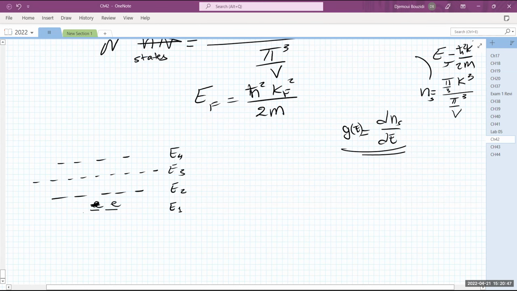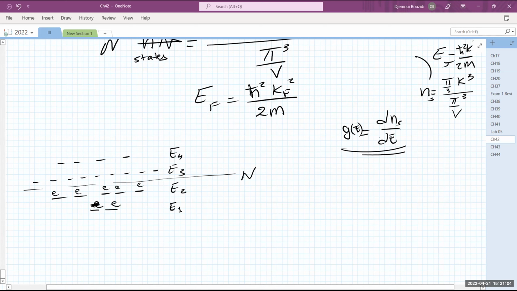Then as I start to pile up, I can put the next 1 in here, the next 1 in here, and so on and so forth. Let's say, for example, this is my Fermi energy level. At that point, I have counted all of my electrons. But this function is regardless. This is true all the time.